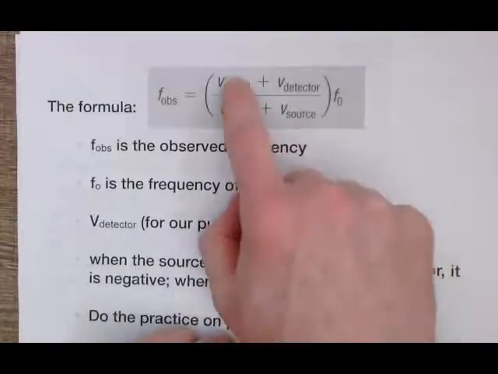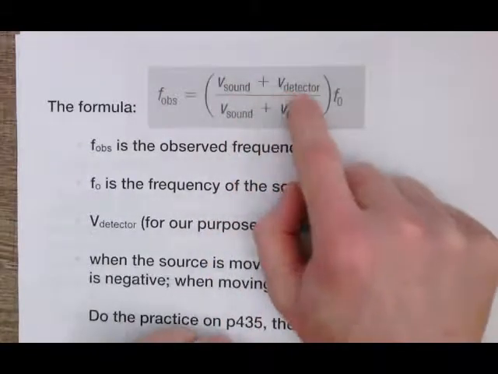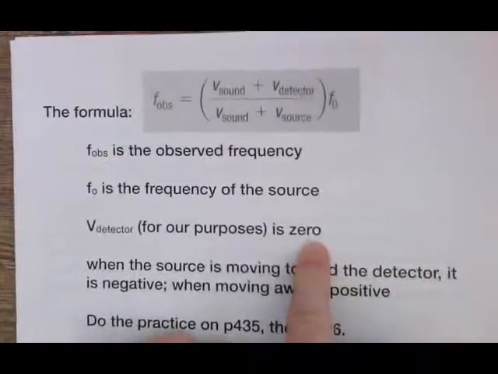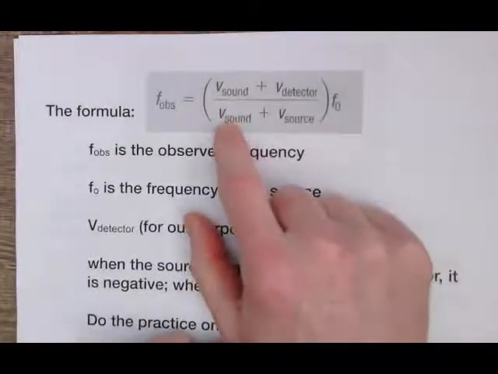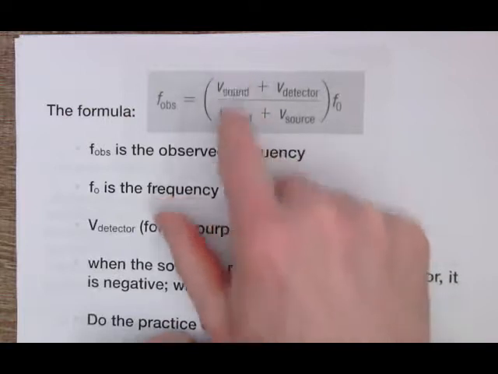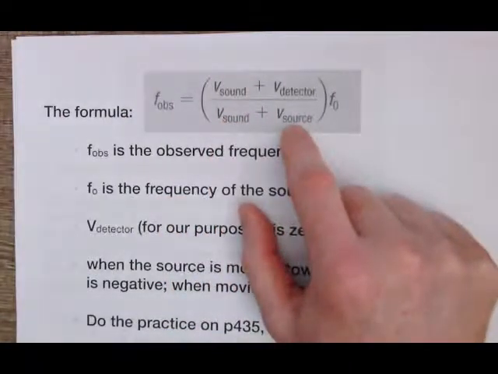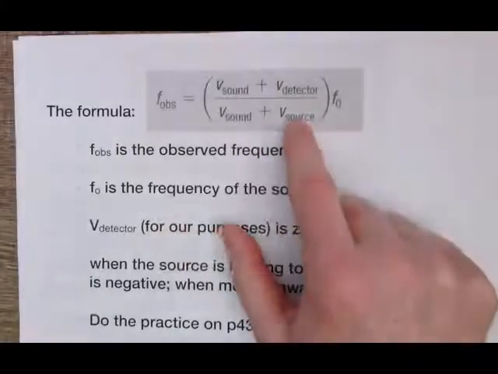On top, the speed of sound plus the speed of whoever's detecting it. For our purposes, 0. On the bottom, speed of sound. So these two numbers will be the same, but the bottom is this plus the speed of the source. How fast is that source going? Everything should be in meters per second.